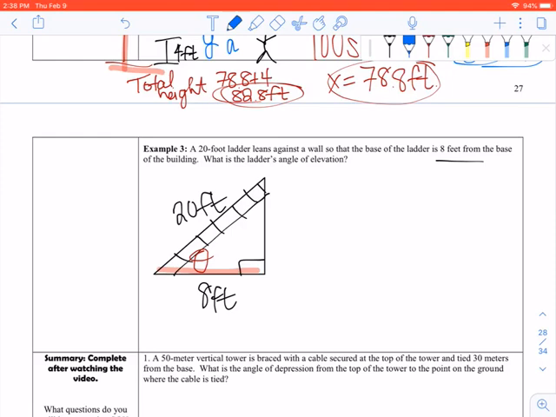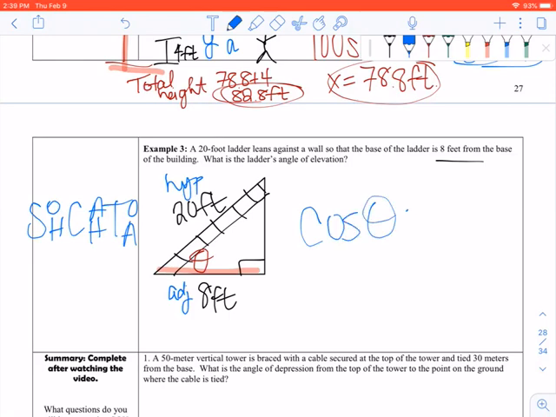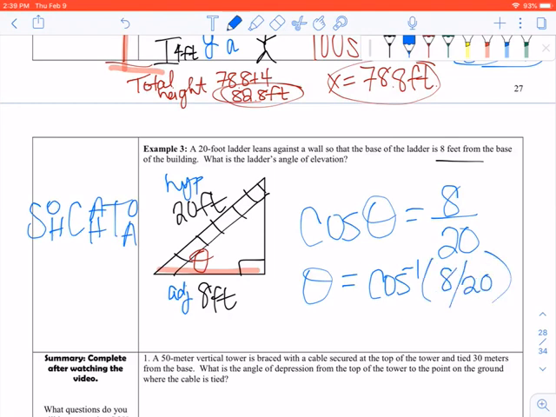So now I need to figure out an angle. I'm going to label my sides. This is my adjacent side. This is my hypotenuse. So SOHCAHTOA, I'm going to end up using cosine because it's adjacent over hypotenuse. So cosine of the angle equals my adjacent 8 over my hypotenuse 20. When I take the inverse to find the angle, so inverse cosine and then 8 over 20, I would plug that in my calculator. And let me just check what I got.